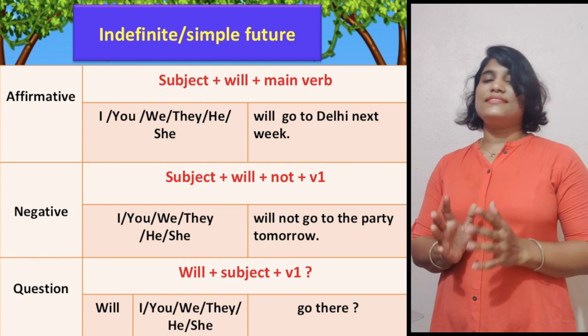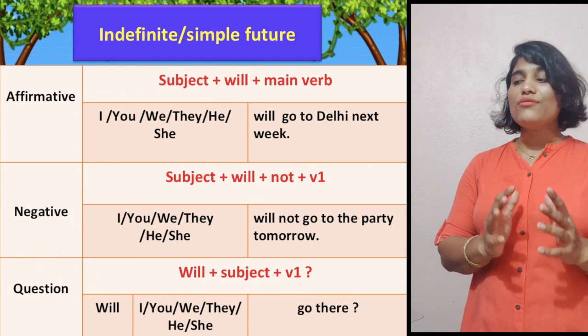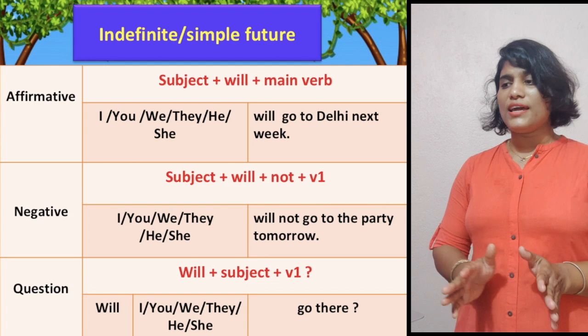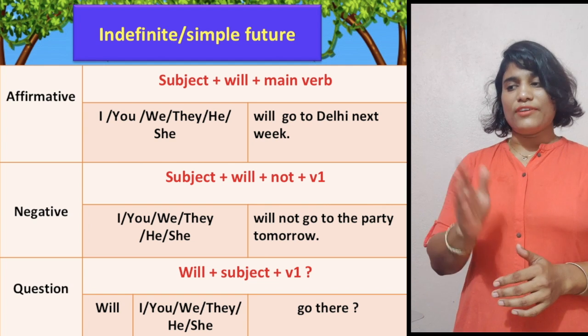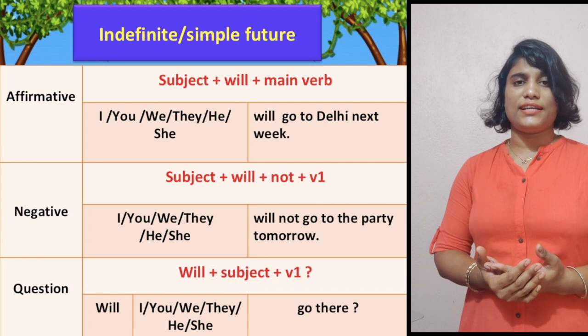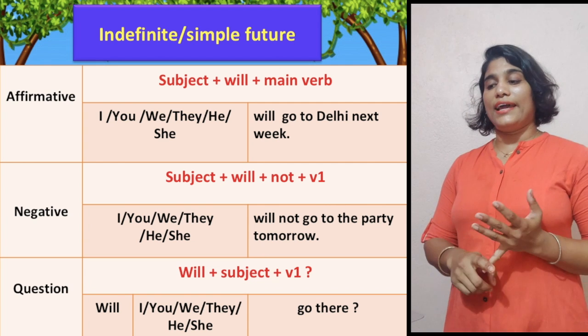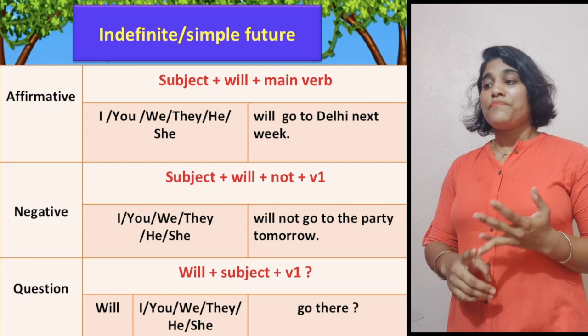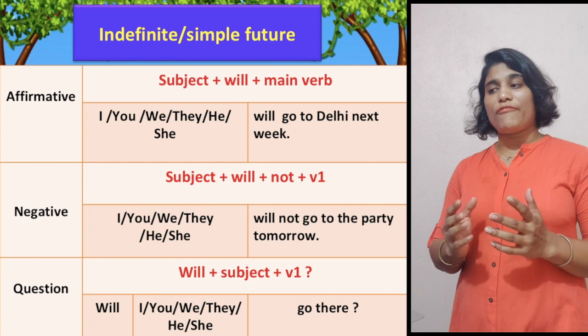Now, let's see some structure. How do we form it? It is very easy. On the left-hand side, you may find how to form affirmative, the three variations of sentence, that is affirmative, negative, and questions. How do you form affirmative?